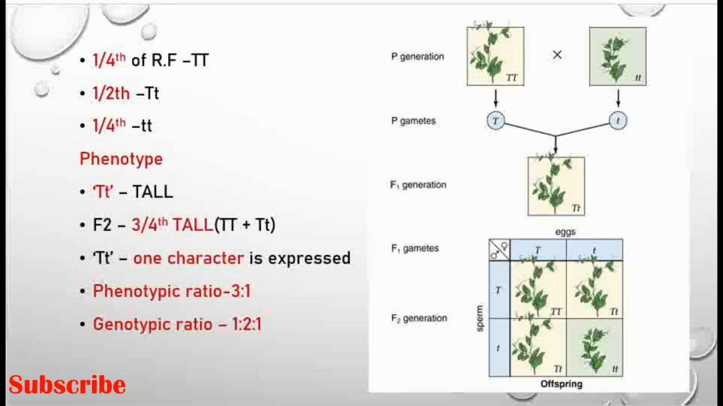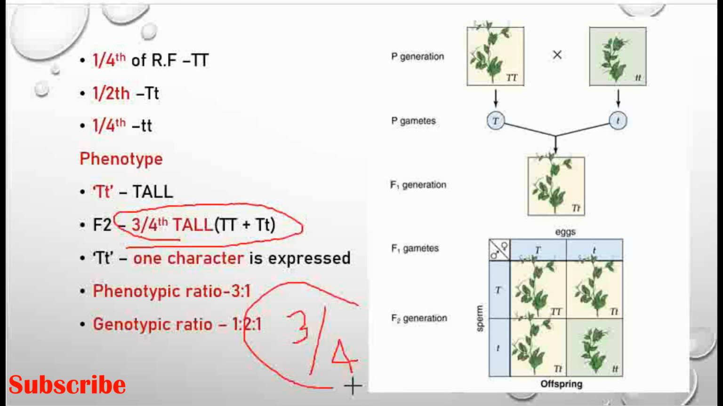And if you see in this F2 generation, 3/4 of the phenotype பார்க்கும்போது, don't see the genotype. So how many plants are tall? 3. So among 4, 3 plants are tall. Don't see the genotype. So they say it as 3/4 are tall. So we arrive at the phenotypic ratio as 3:1 and the genotypic ratio as 1:2:1. So how have they got this ratio?